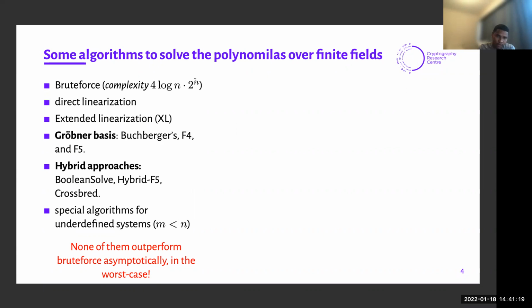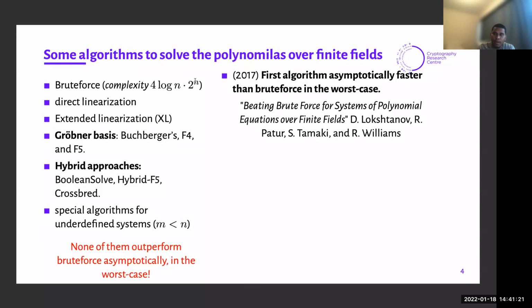Yeah, so it was like this until 2017, when Lokhstanov, Patur, Tamaki, and Williams came out with this new idea. They proposed an algorithm that basically checks if a given system of polynomial equations has a solution or not. And this algorithm can be easily converted into an algorithm to find a solution to a system of polynomials over a finite field. And they proved that the asymptotic complexity, when you remove all the polynomial factors, is something like 2 to the something times n, where that something is less than 1.